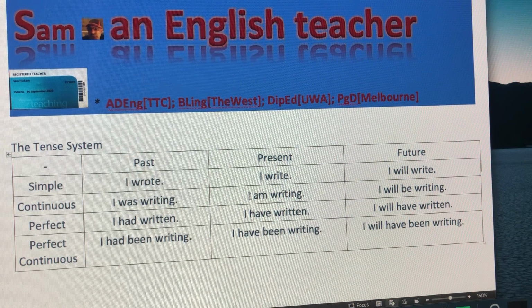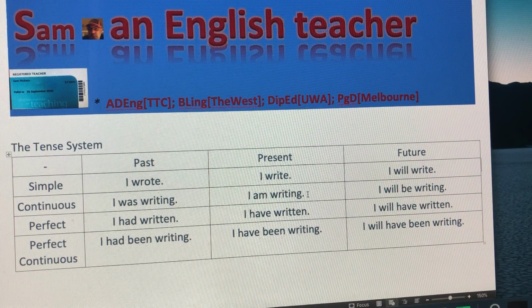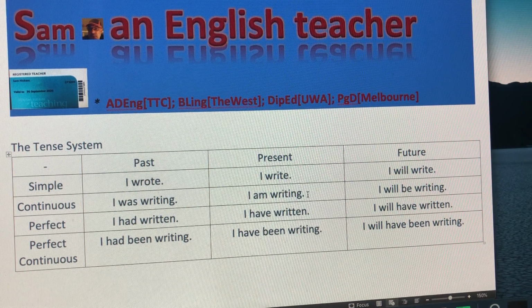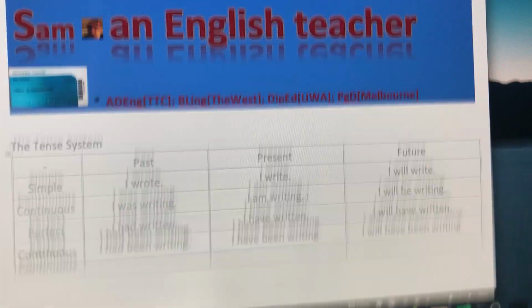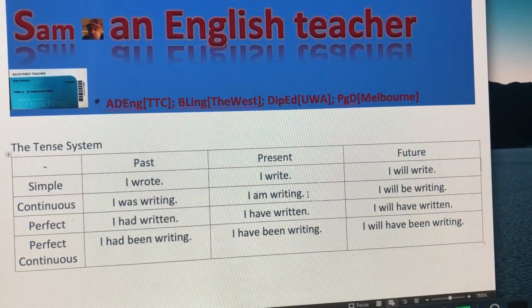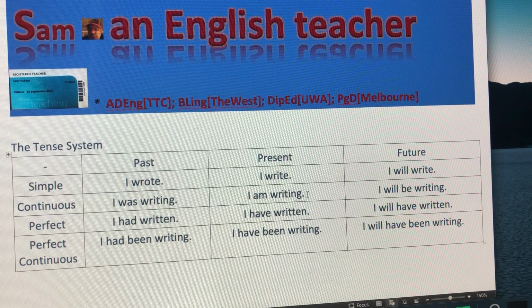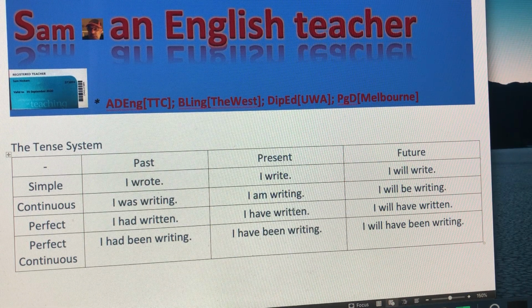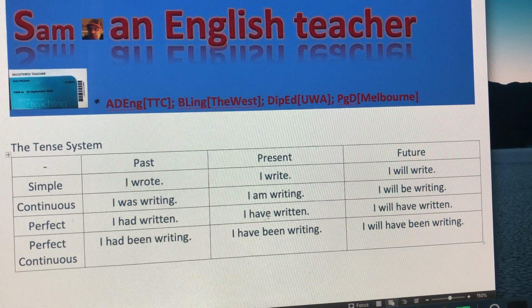Now, let's go back to this. I am writing. This is also a point of time. It means now that I am sitting here behind my desk, I am writing now. Okay? It's a point of time. Now, this one, present perfect, is not a point of time, it is a period of time.